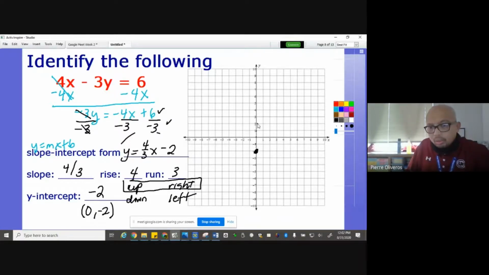1, 2, 3, 4, and then right 3: 1, 2, 3. Or you can go down. Let me use a different color so you can see it. I can go down 4, left 3: 1, 2, 3, 4, left 3: 1, 2, 3. If you can see all those points, it's a linear relation because they have the same slope.